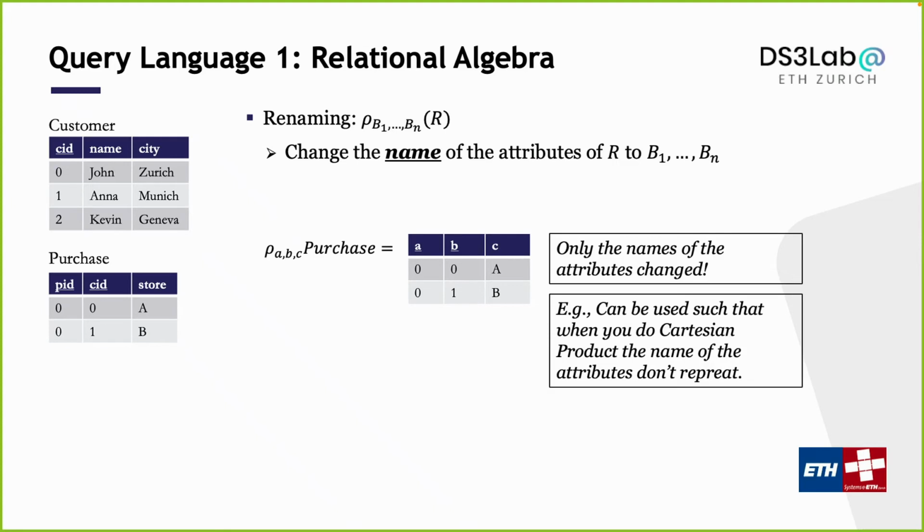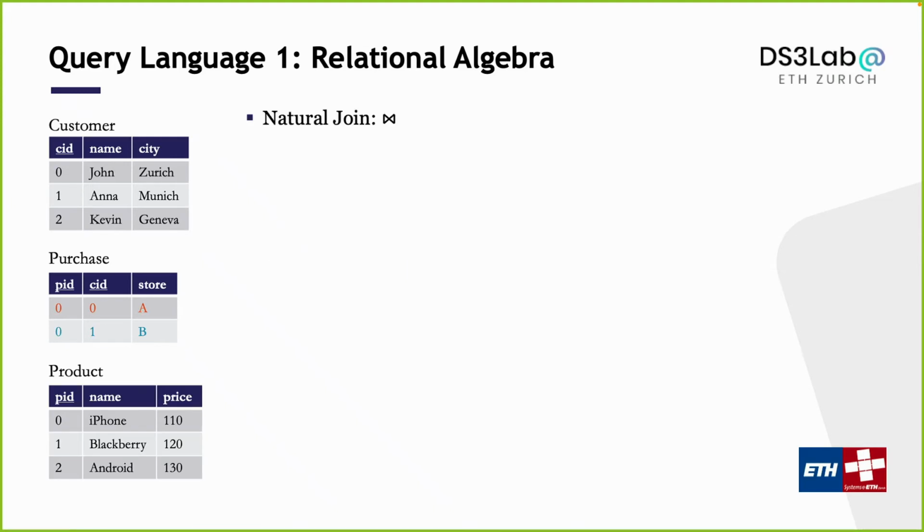Okay. So now let's look at a very important operator called join. And this is probably, when I'm writing SQL queries later in the course, the most important operator that you will see in databases. A natural join looks like this.